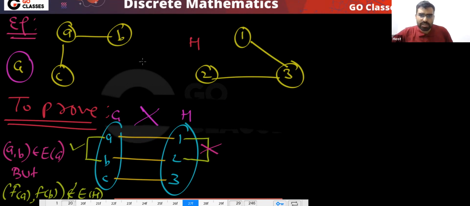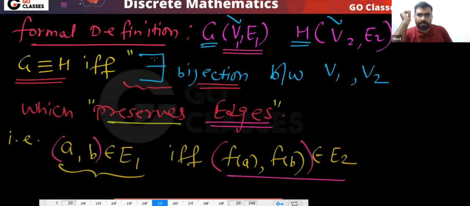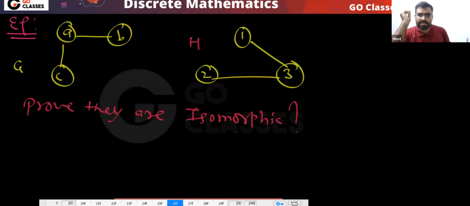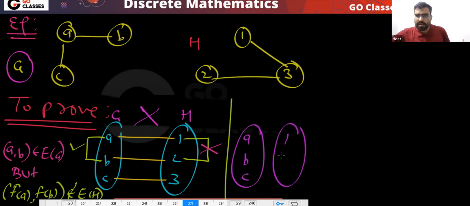So can I say they are not isomorphic? No, because remember there exists a bijection. This is the important point. If this bijection is not working, try something else. Okay, so let me try.